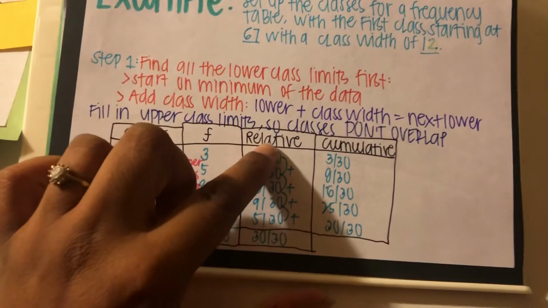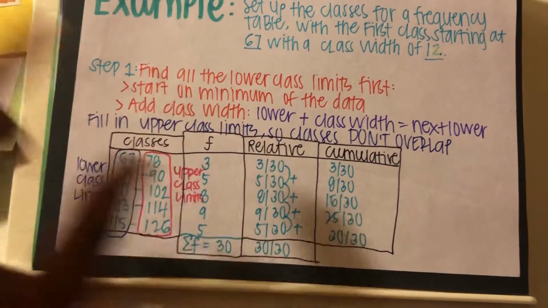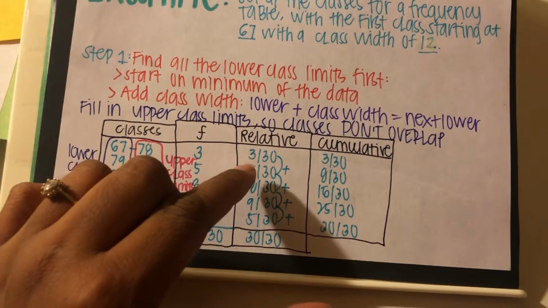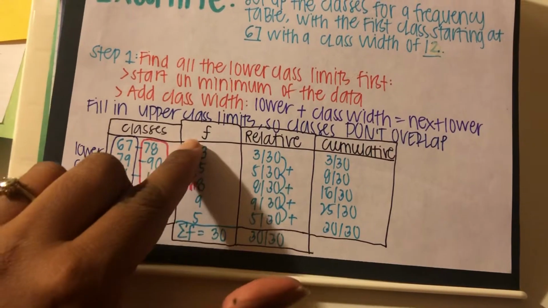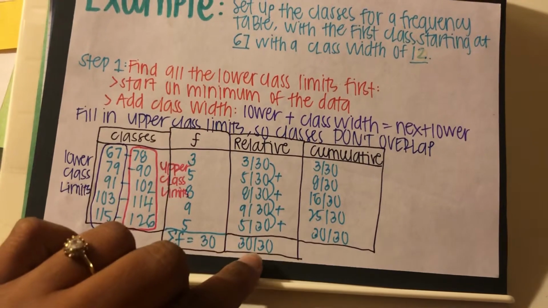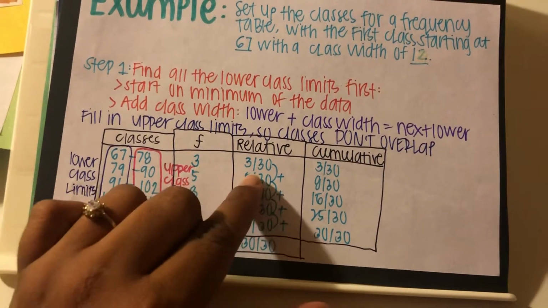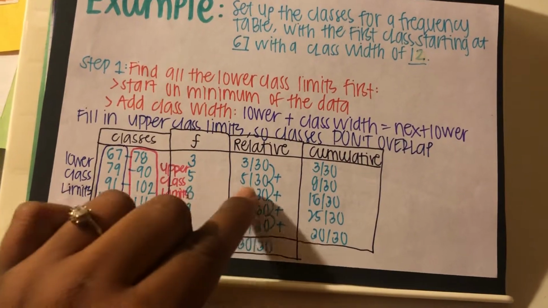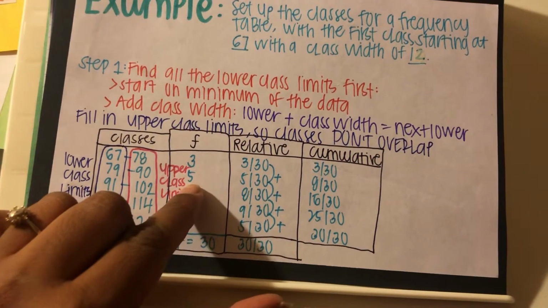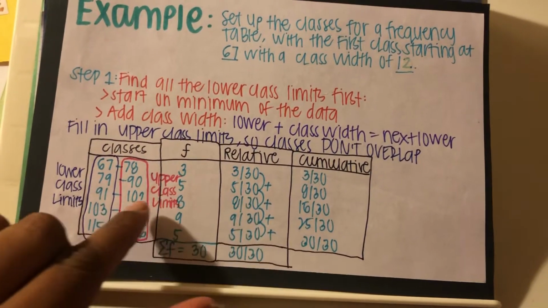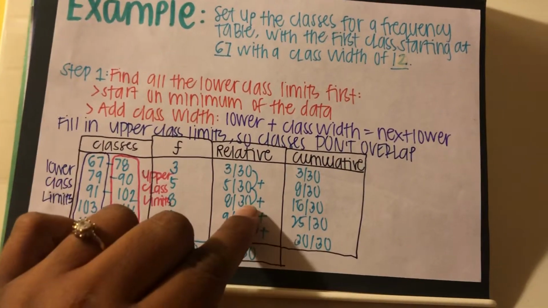So then, for another example, just like we've seen before, for the relative frequency, you're just going to put the amount of frequencies over the amount of the sample. So 3 over 30, and then 5 over 30 because there's 5 in this category out of the 30. There's 8 in this category out of the 30.